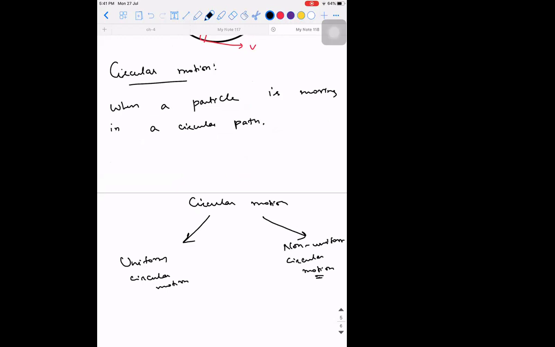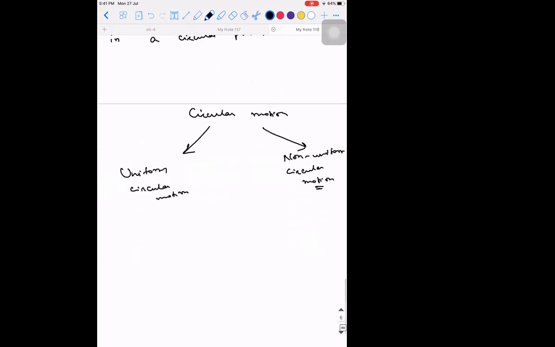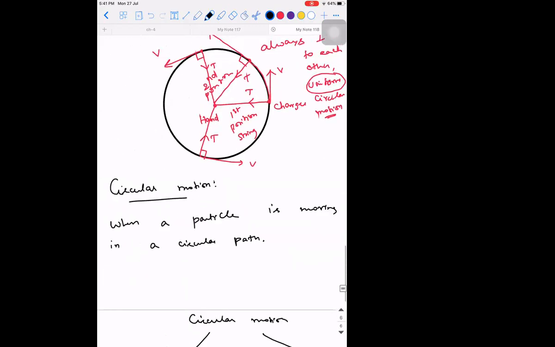No doubt, sir. Tell me. Sir, you said that A dash A and all, at any point it will be perpendicular, sir. At any point. Is there any law, sir, to frame it? No, that is an experimentally observed one.